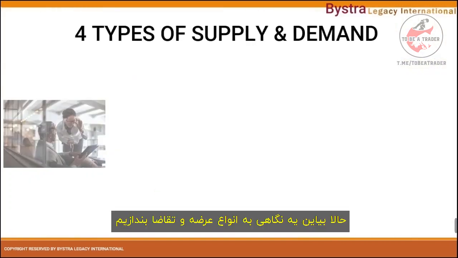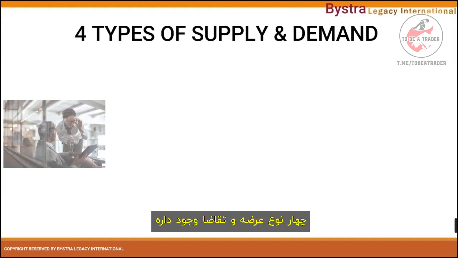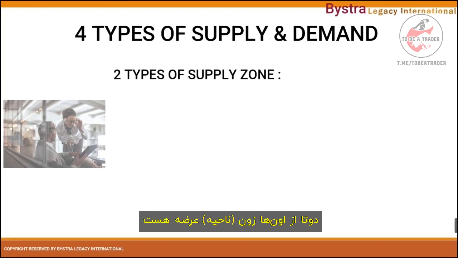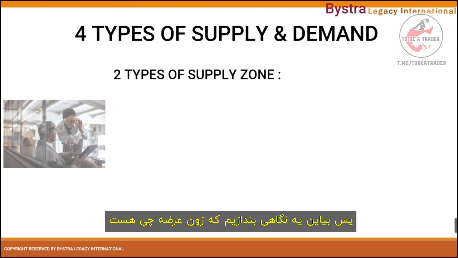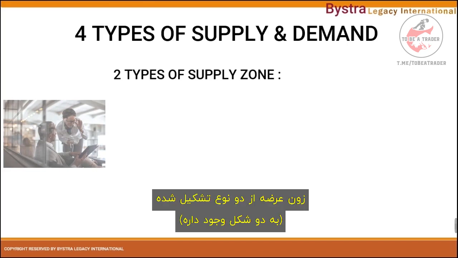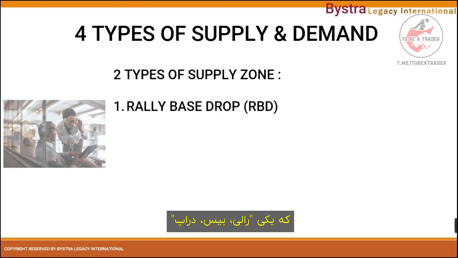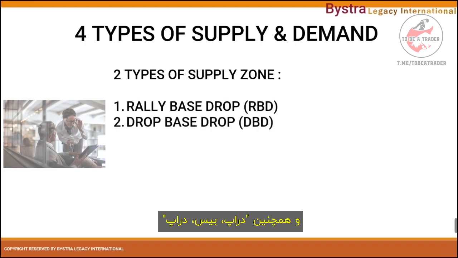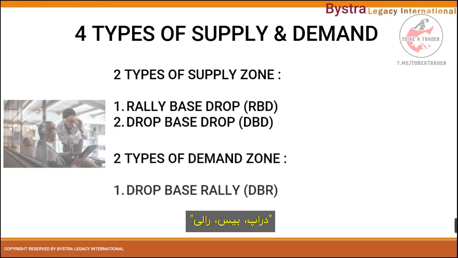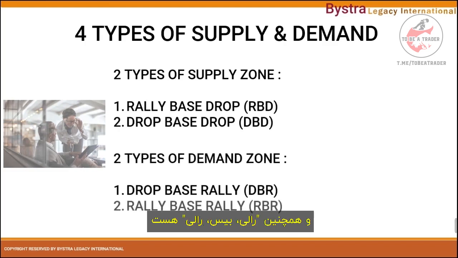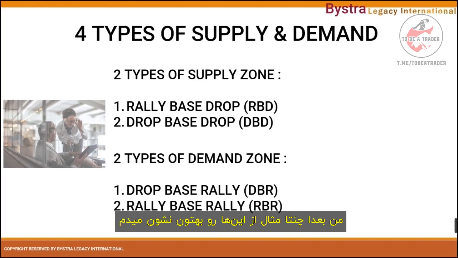Next, let's have a look at the types of supply and demand. So there are 4 types of S&D, 2 of which are supply zones. Let's have a look at what the supply zone is. Supply zone consists of 2 types, which are the rally-based drop and also the drop-based drop. And the other 2 types, the demand zones, are the drop-based rally and also the rally-based rally. I will show you a few examples later on. Most important, guys, you have to remember these 4 types of supply and demand.